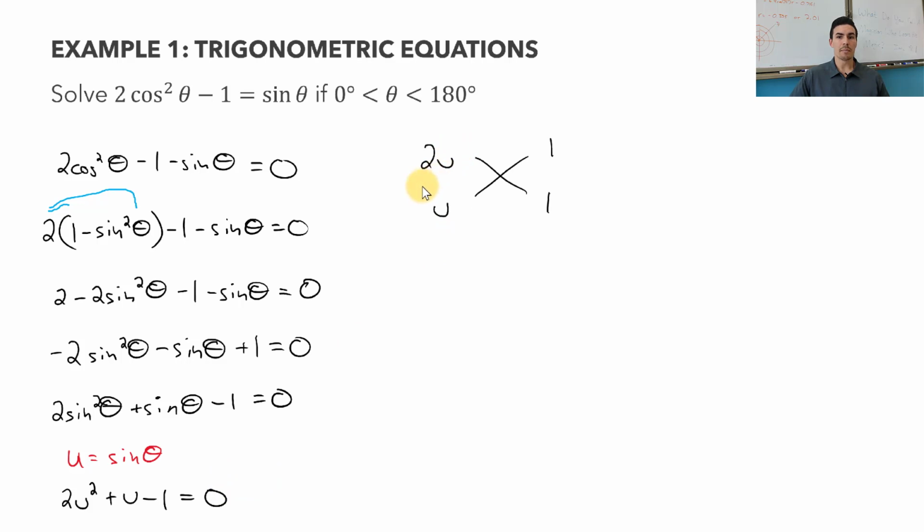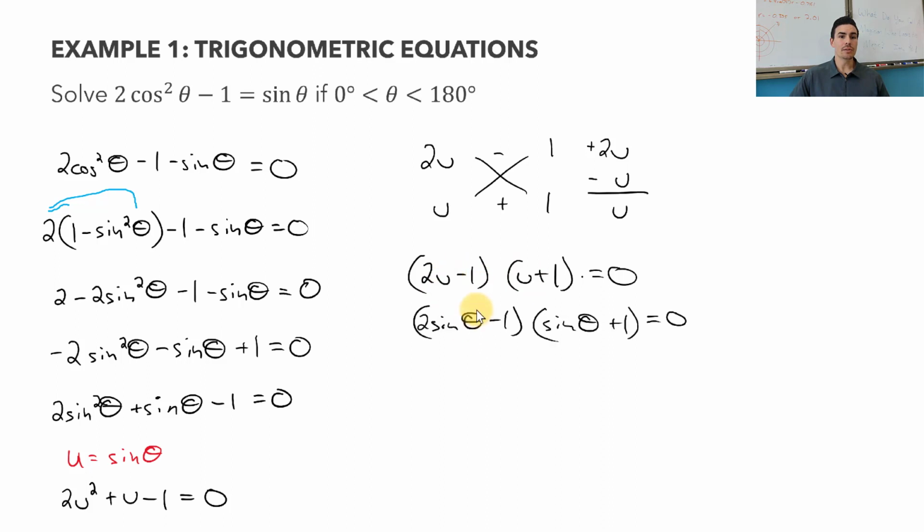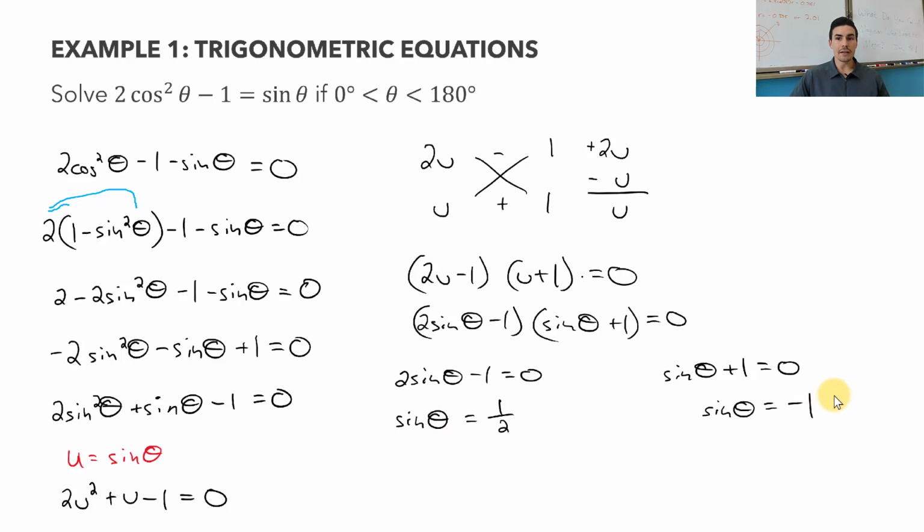And using our cross method here, I can find that my factors are going to be 2u minus 1 times u plus 1. Now I can put back in sine theta for my u's, and I'll use my zero product property. Since I have this factor times this factor, I'm going to set each factor equal to 0, and then I can solve these individually. So I'll have sine theta is equal to 1/2, and I'll have sine theta is equal to negative 1.